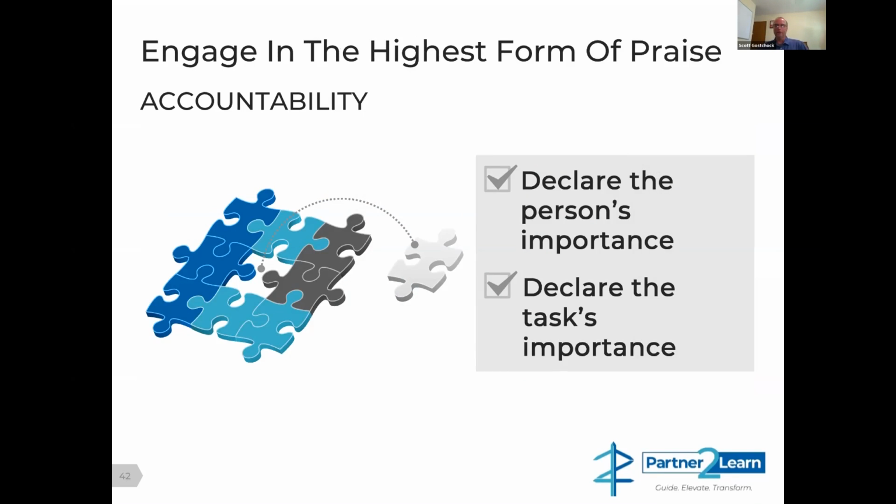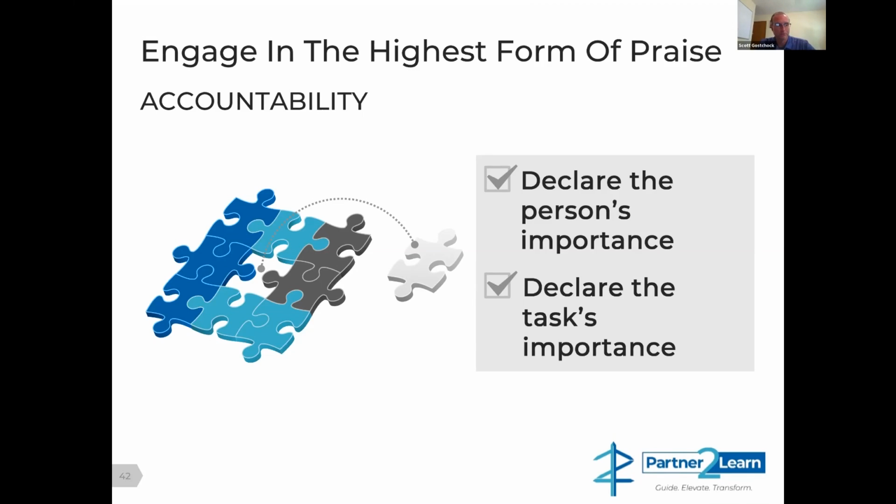So the first thing that's different about teaching accountability, and it's a paradigm shift in how we teach it, is that you want to engage in the highest form of praise. When you hold someone accountable, what you're really saying is that person is important and what they're doing is important. If you do not hold people accountable, what you're really saying is, you don't matter, George or Sue, because I'll find someone else to do it. But when we hold people accountable, we're saying they are important and what they're doing is important. So again, accountability: highest form of praise.